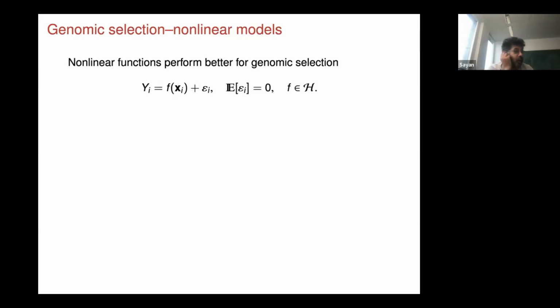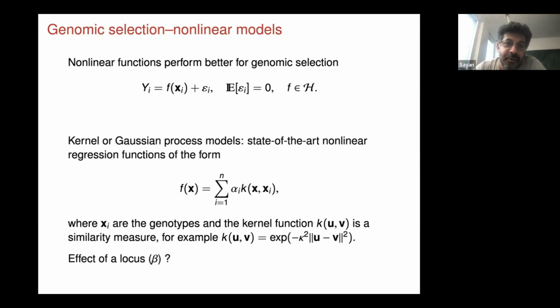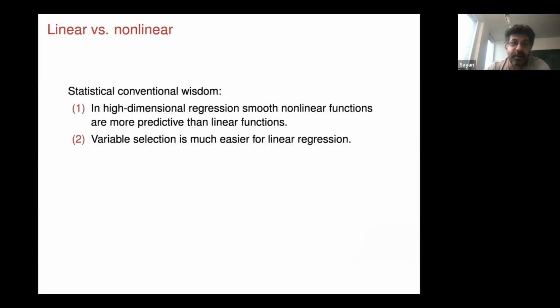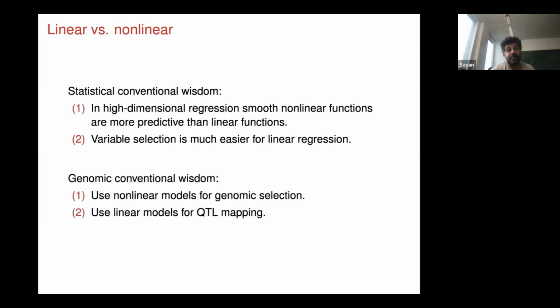Okay, so what has been typically seen in animal breeding and plant breeding, and also some models of selective pressure in cancer, is nonlinear functions do better for genomic selection. So kernel Gaussian processes, nowadays neural networks, right? They do better. But the tricky thing to pull out of these models is what is the effect of a locus? Ben, I showed you this picture earlier today. So there's this kind of trade-off between linear versus nonlinear modeling. In high dimensional regression, smooth nonlinear functions are more predictive than linear functions. But variable selection is much easier for linear regression.